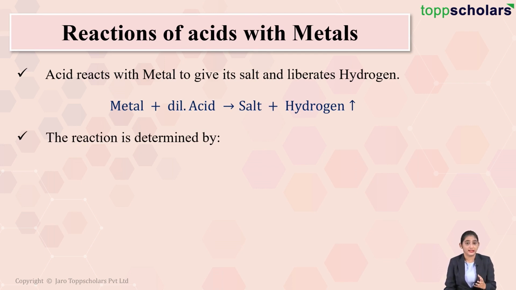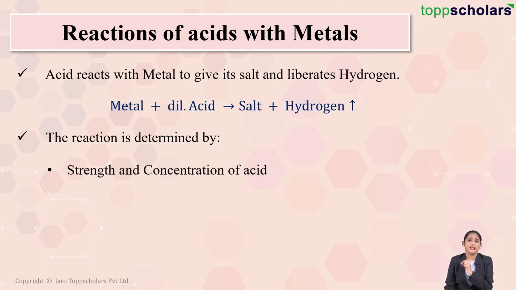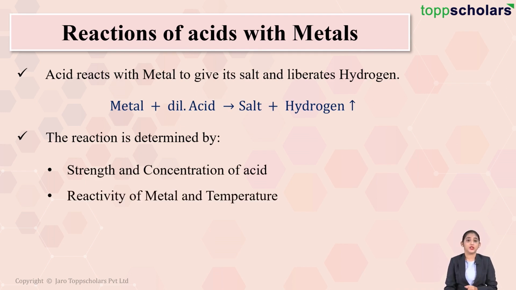And what are the conditions? Yes, the first condition is the strength and the concentration of the acid, whether the acid you're using is dilute or the acid is concentrated. And the second important condition is the reactivity of the metal and the temperature. Because there are certain metals which are less reactive, there are metals which are moderately reactive, and there are certain metals which are highly reactive. Temperature is also one of the most important conditions for this reaction because there are certain metals which react with acid at room temperature, but there are certain metals which do not react with acids at room temperature. That means you need to heat them a little, right? So that the reaction takes place.